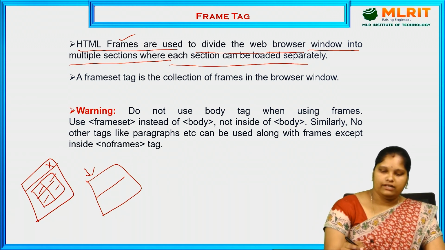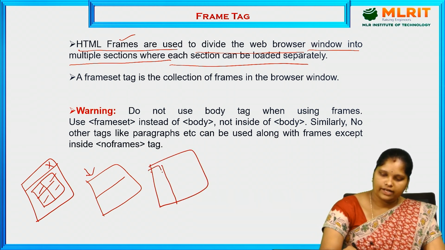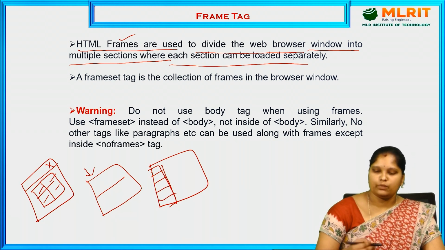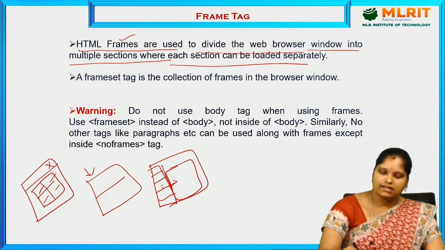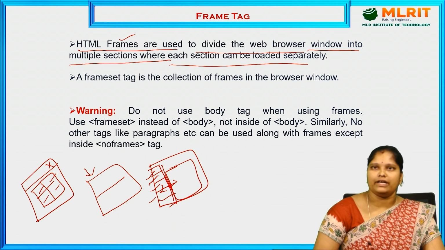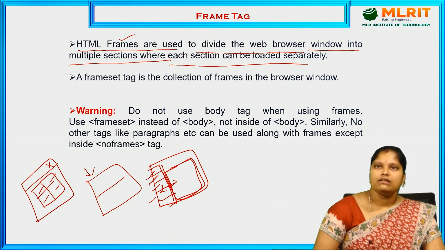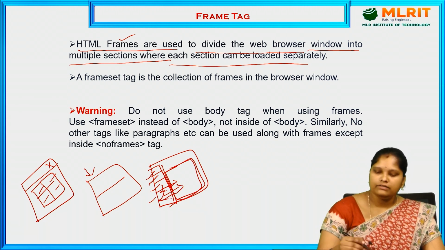Take the Gmail page, for example. In the Gmail window, one part of the section is visible, and here our mails are visible. Here two sections are separated. We can see the inbox, sent box, draft box and all of them here. This is one separate section, and this is another separate section. So in Gmail, two frames are divided here.